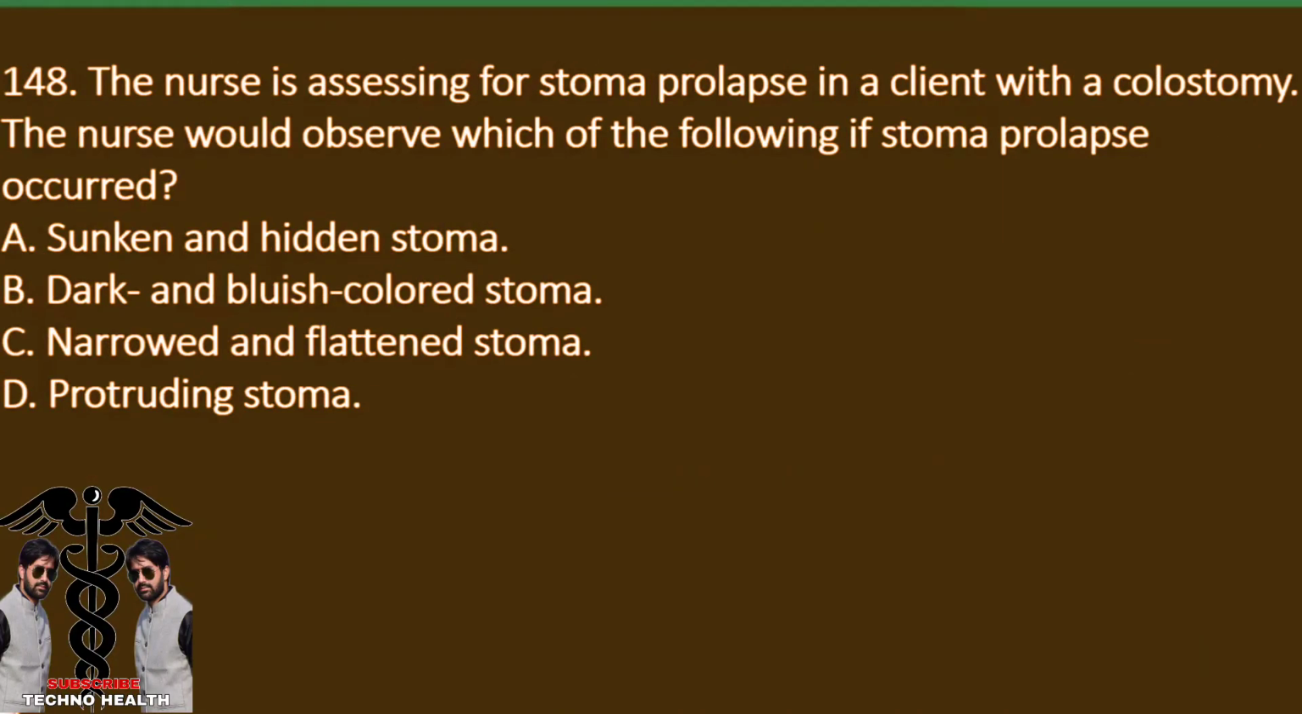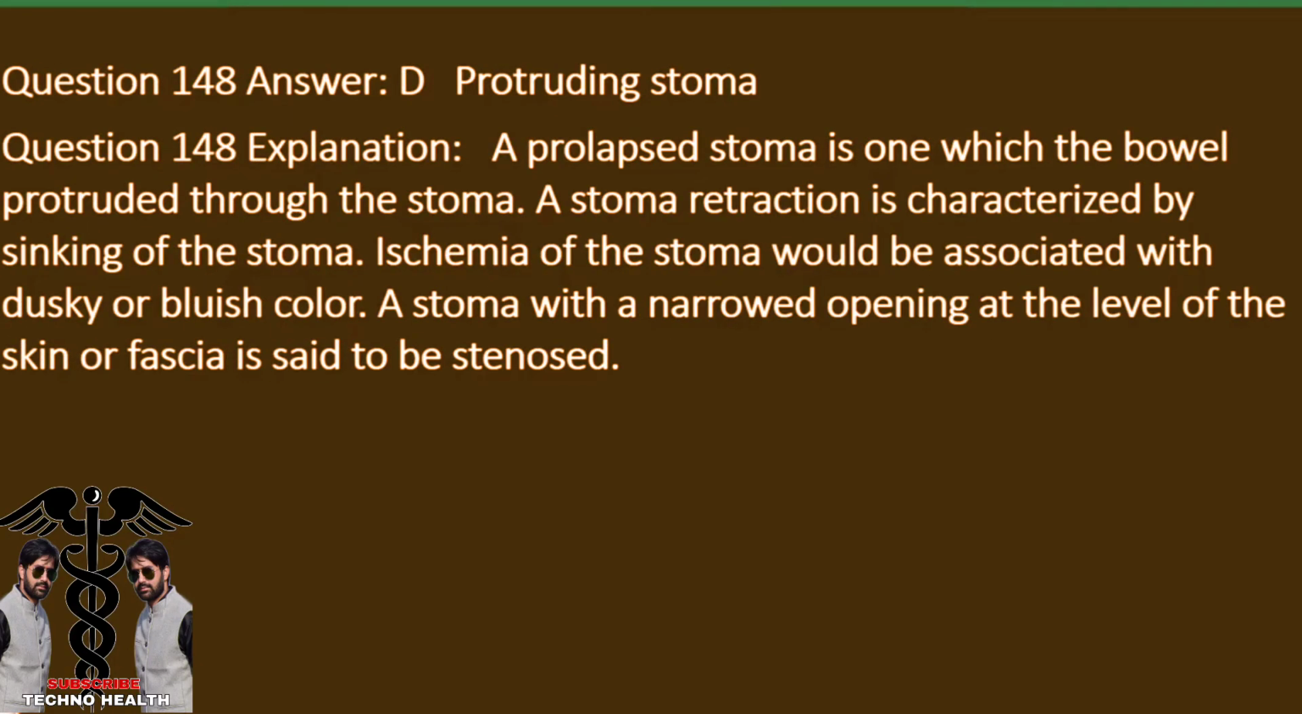Question 148. The nurse is assessing for stoma prolapse in a client with a colostomy. The nurse would observe which of the following if stoma prolapse occurred? A. Sunken and hidden stoma, B. dark and bluish colored stoma, C. narrowed and flattened stoma, D. protruding stoma.